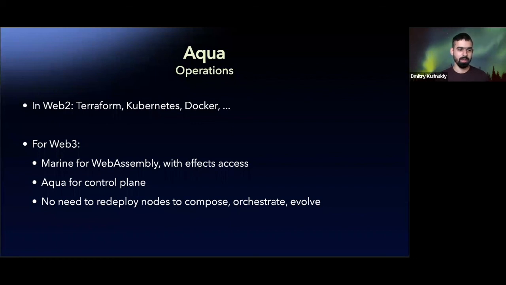And you can use Aqua for control plane. And if you have just running nodes, running Fluence nodes on the network, you don't need to redeploy nodes to compose, orchestrate, evolve, redeploy, update, and so on. So it's not exactly the replacement for Terraform, Kubernetes, and Docker, but it aims at the same problem.